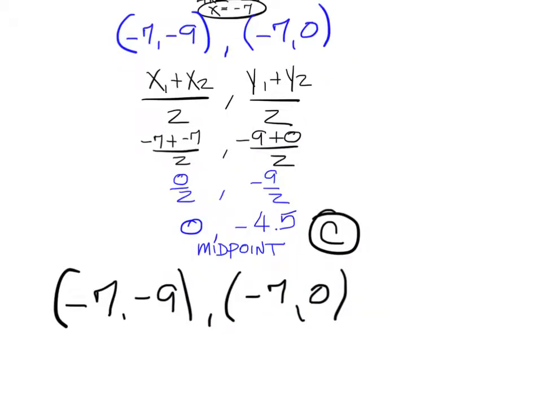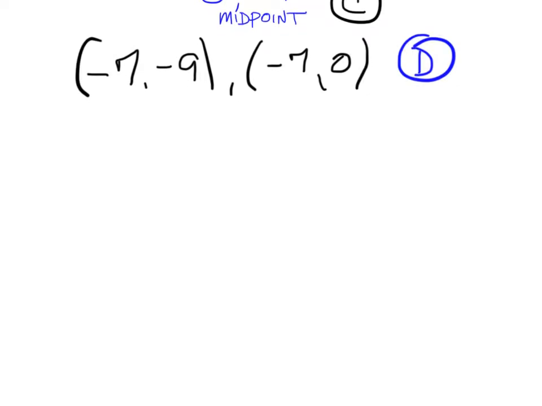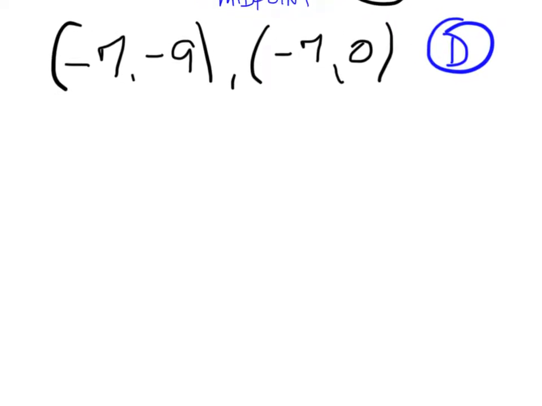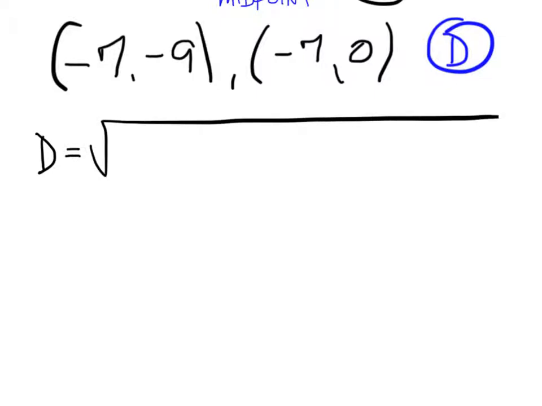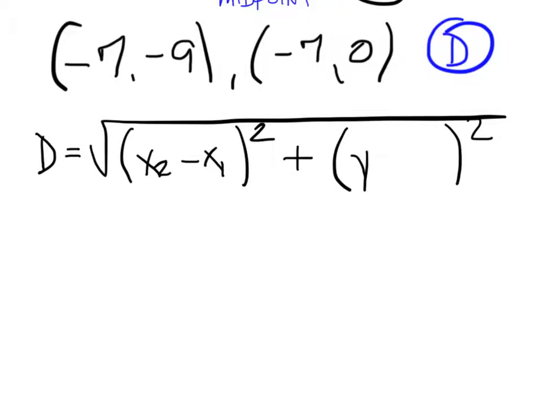So now we have to find answer D as in dog, and that one is the distance. Of course, you have to know the distance formula to do this, and the distance formula is the square root of the quantity squared of x2 minus x1, and then add that with the quantity squared of y2 minus y1. It makes no difference which point you make 1 or 2. You can reverse them, as long as you're consistent through the formula.